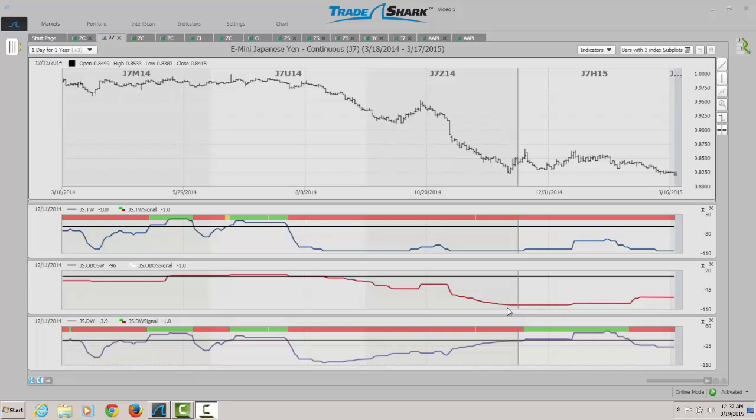Now, the directional weight, that is, as we said, the combination of the trend weight and the overbought oversold. You take the trend weight, subtract the overbought oversold, and that gives you the directional weight. What happens in the directional weight?